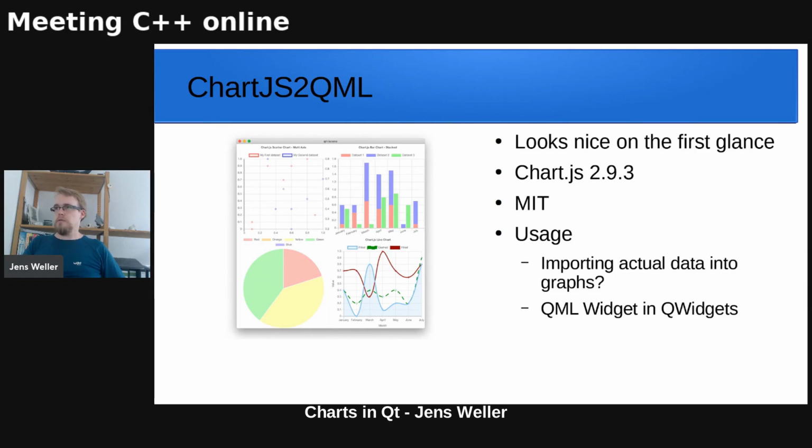GitHub. Usage from the examples I looked at, this was more like a proof of concept. I was wondering how I actually import the data from C++ into the graphs. If I have a model or just a vector with this data in it, a vector of ints, and I want to make a bar chart, how do I do that? QML widget and QWidget would allow using this also with a QWidget based application.